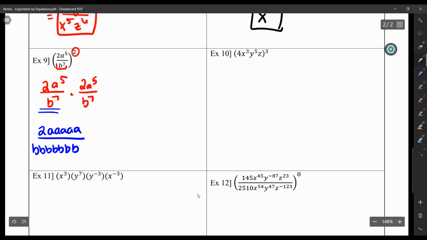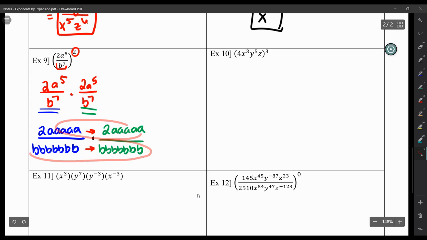That's the first fraction. Times the second fraction is the exact same thing: 2 5a's over 7b's. Now, when you multiply fractions, remember, you're multiplying straight across. Unfortunately, all the b's are at the bottom. There's no b's on top, so I can't get rid of any b's. Same thing with the a's. All the a's are on top. There's no a's on the bottom, so I can't get rid of any a's either.